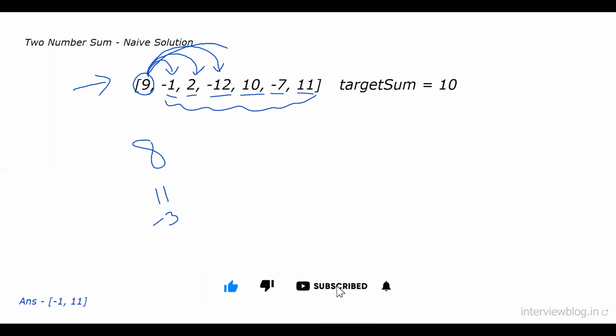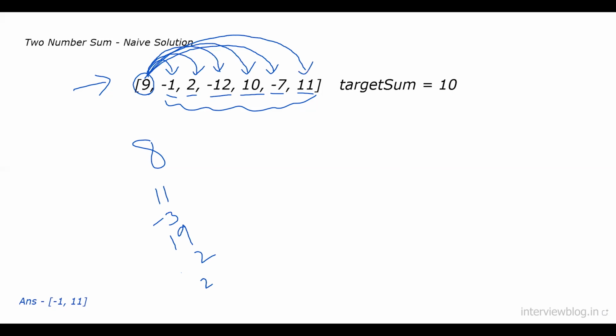Hence, we will again add 9 plus 10, which gives us 19. 19 is not equal to the target sum, which is 10. So we'll again add 9 plus -7, which gives us 2, which is not equal to the target sum. And next we will add 9 to 11, which gives us 20, which is not equal to the target sum.